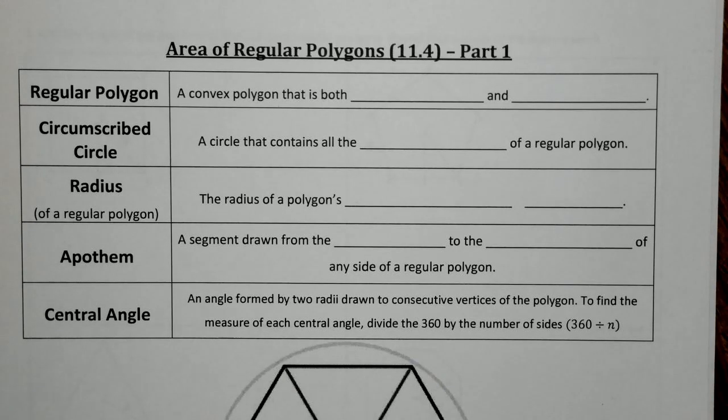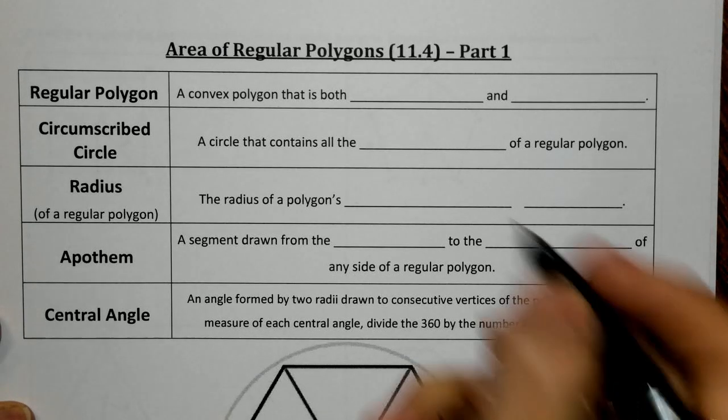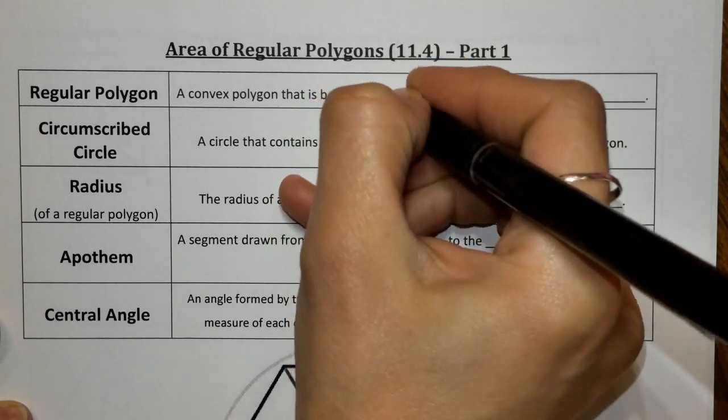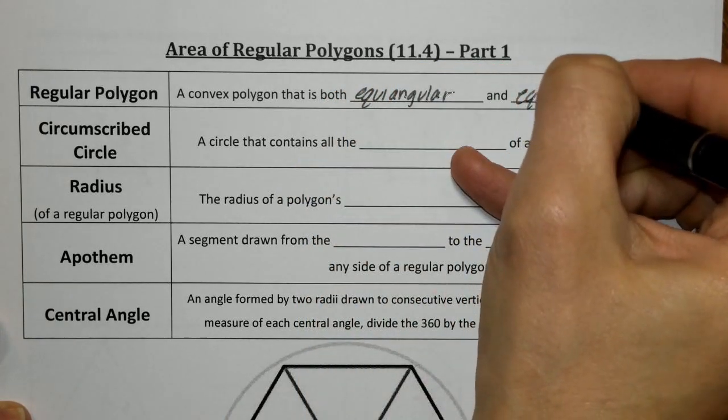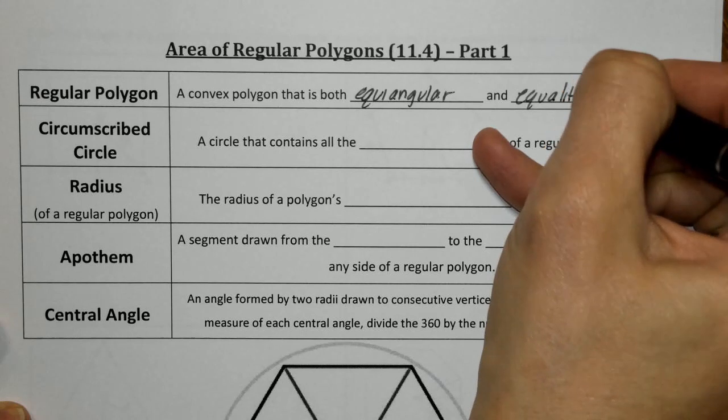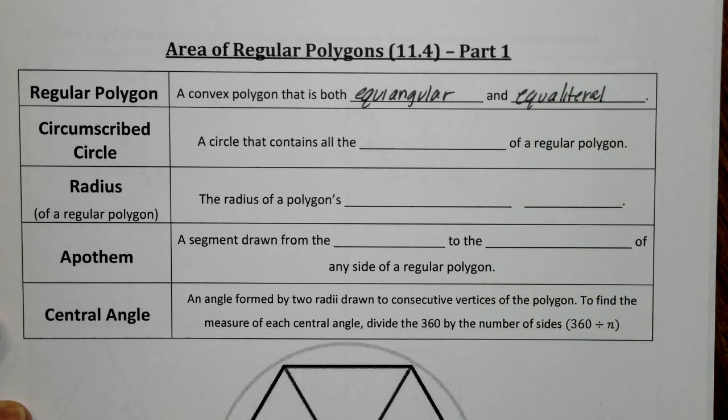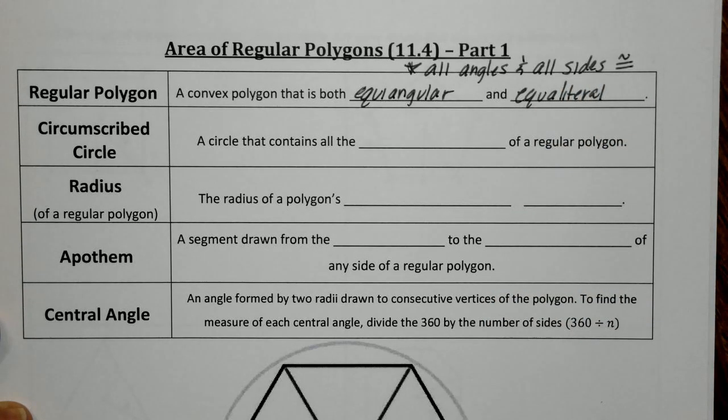All right, this video is going to start talking about regular polygons and finding the area of regular polygons. This section, part one, is going to be finding what's called the apothem. A regular polygon is going to be a convex polygon with both equiangular and equilateral characteristics, meaning all angles are congruent and all sides are congruent.